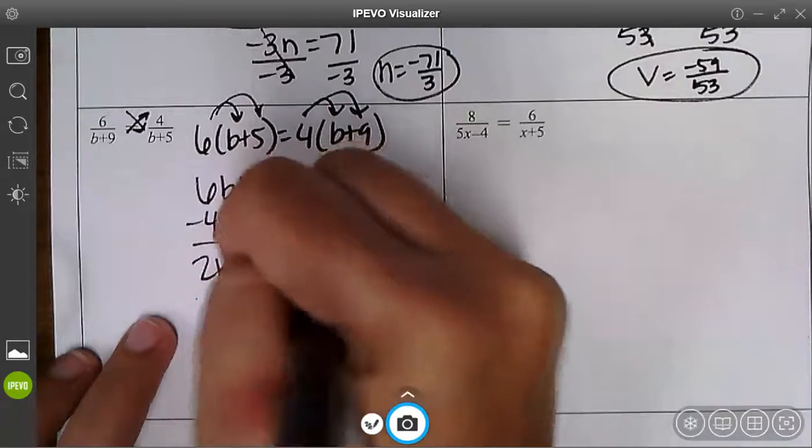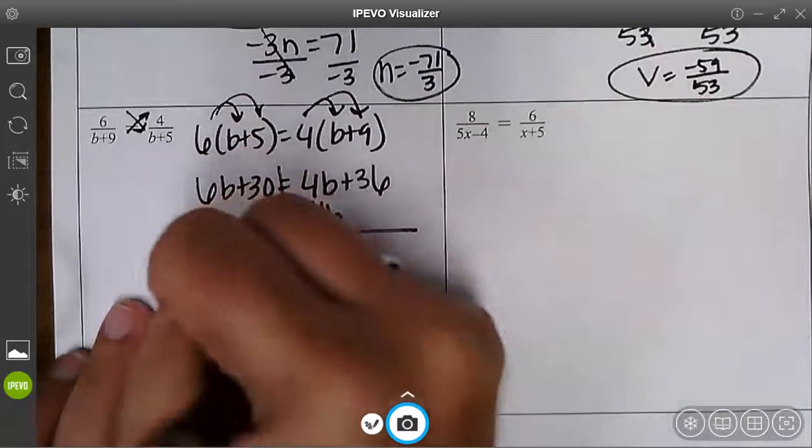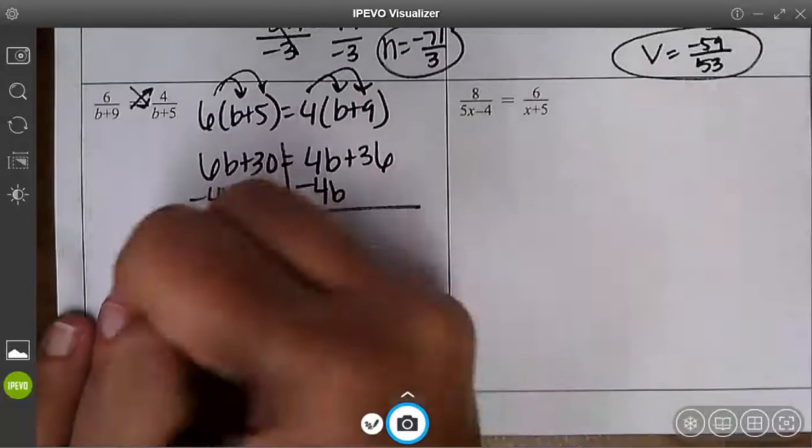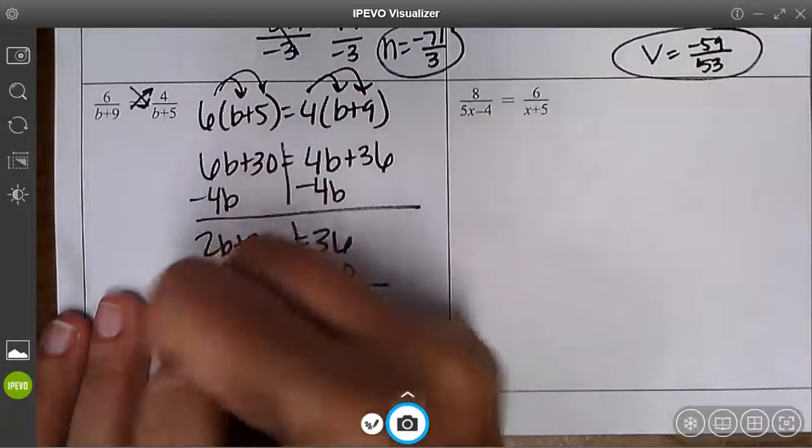Subtract 30 from both sides. 2b equals 6. Divide both sides by 2, and you get b equals 3.